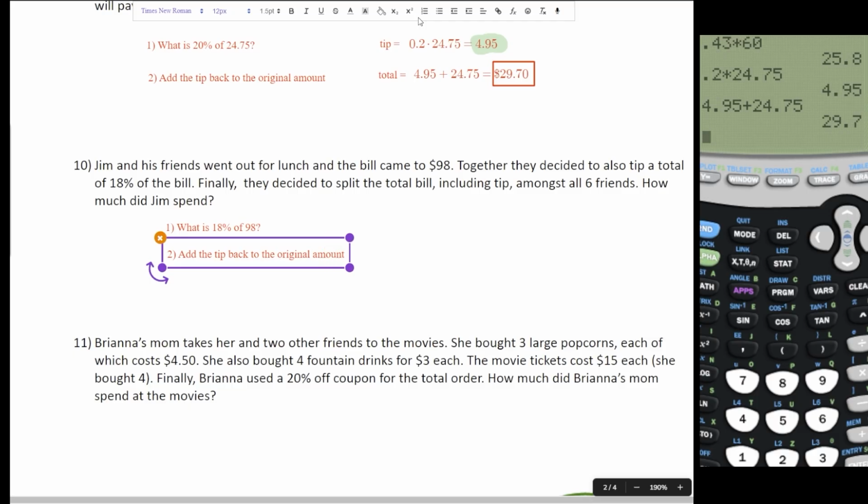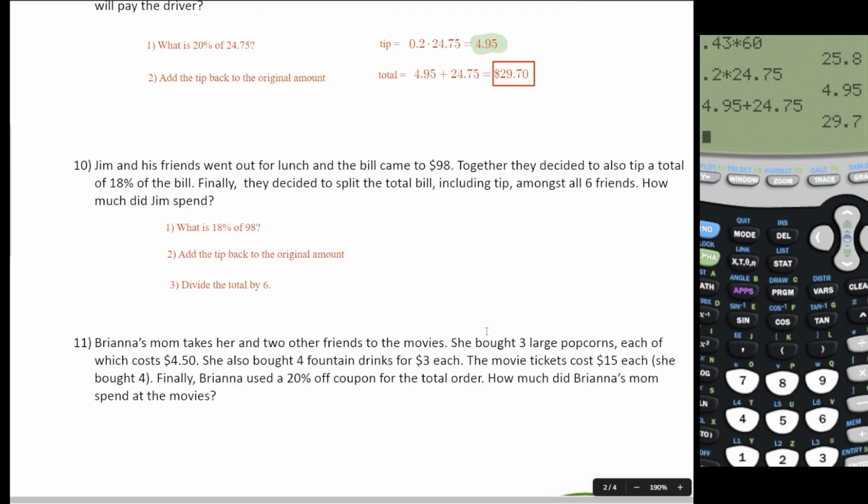And then finally, since we're splitting up the bill amongst 6 friends, Jim and his 5 other friends, we're going to divide the new total by 6. And this is going to be our process here. I just wanted to write out our strategy for answering this question, and that way we can take it step by step.